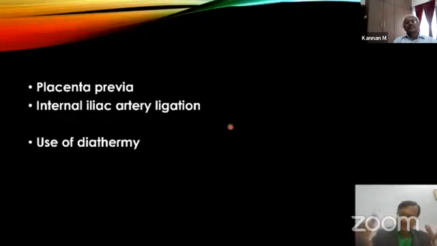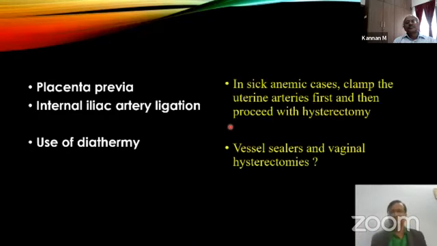Start as soon as you deliver: just clamp the internal iliac artery, and then do your hysterectomy or placenta removal or whatever it is. After everything is fine, you can remove the clamps and see. If there is any problem, you can clamp it again and tie it.